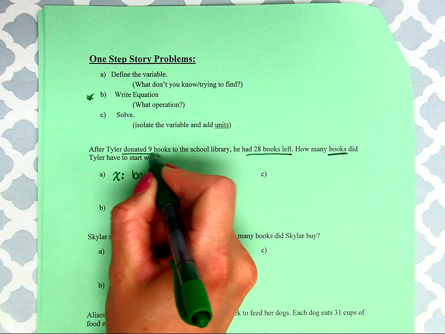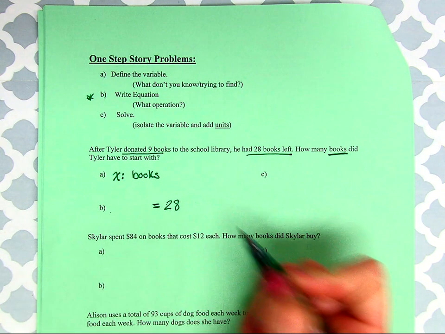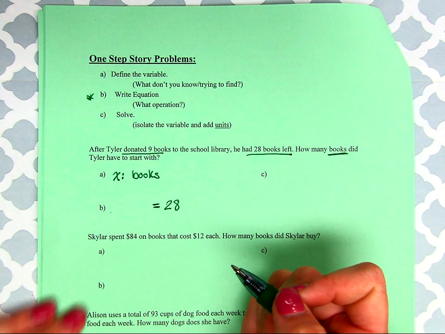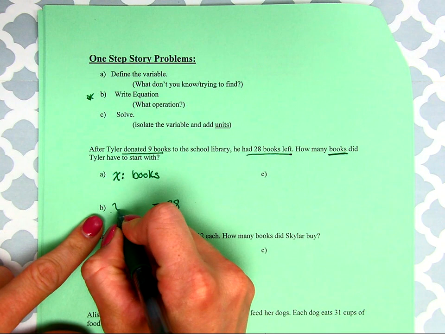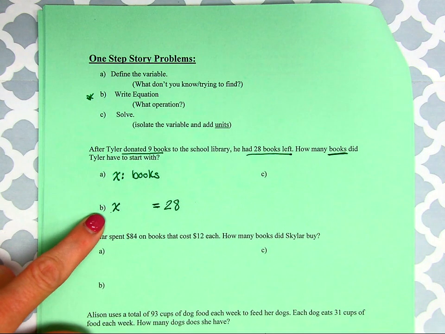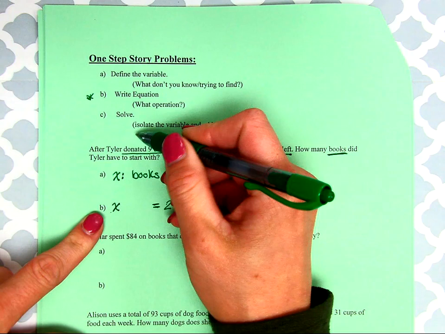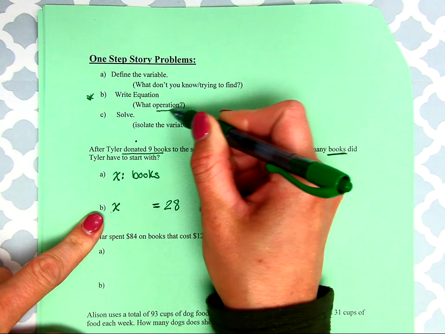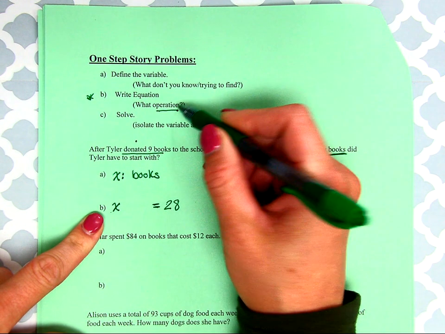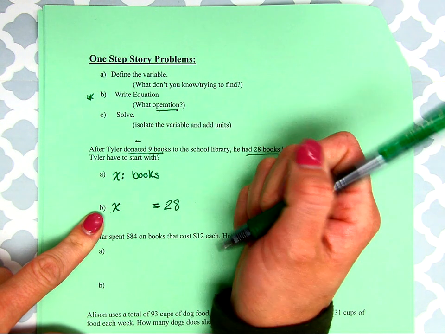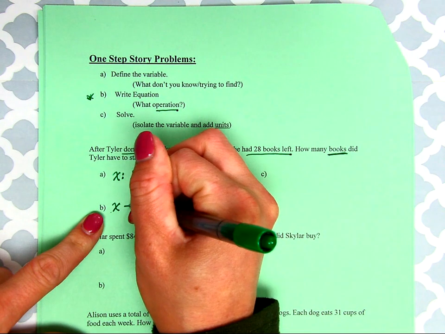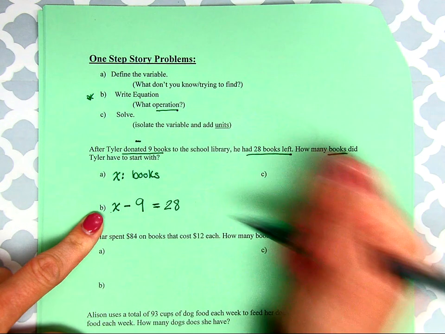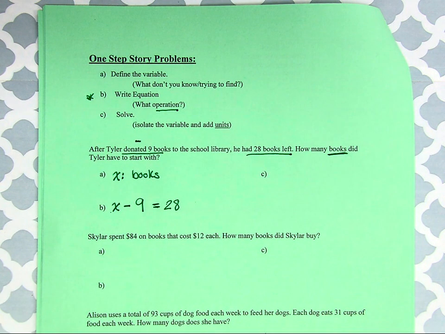Then he's donating 9 books to give us our total of 28 books left. So he started with some number of books. We don't know what that is, so that's why we're going to use X. And he donated 9 books. So donating should tell us what that operation is, which in this case should be telling us subtraction. You're donating, you're losing those books. So X minus donated 9 books is equal to 28.